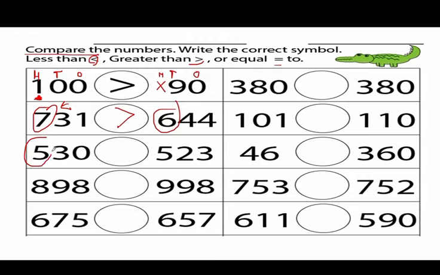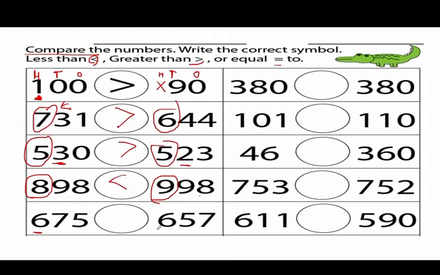But what about this? 5 and 5 equal. So what am I going to do? I go to the tens. 3 and 2. Which one is bigger? Excellent. The 3. Look at the first number. 8 and 9. Which one? Excellent. The 9. So 898 is less than 998.